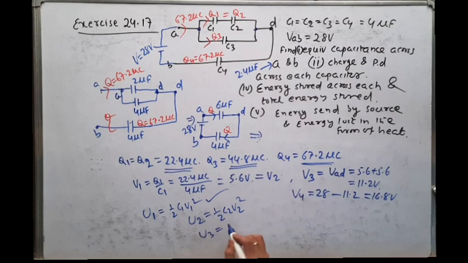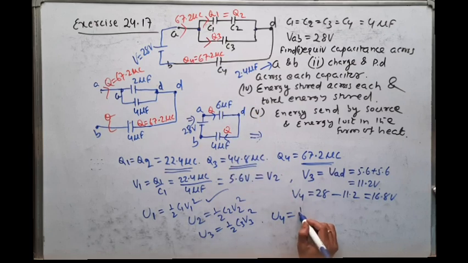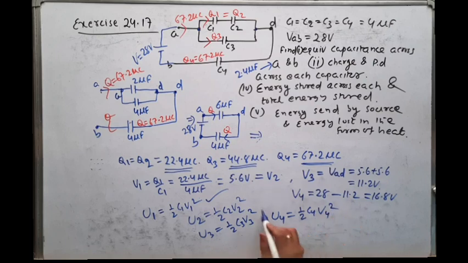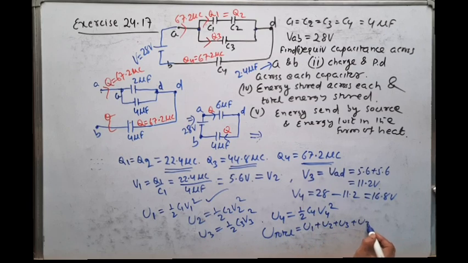You can calculate the energy stored across C3, that is half C3 into V3 square. And you can find the energy stored across the fourth capacitance, that is half C4 into V4 square. Every data is given, just calculate. Then what is the total energy? Total energy stored is nothing but the sum of individual U1 plus U2 plus U3 plus U4. Or you can say the total energy stored is equal to half into V into Q.